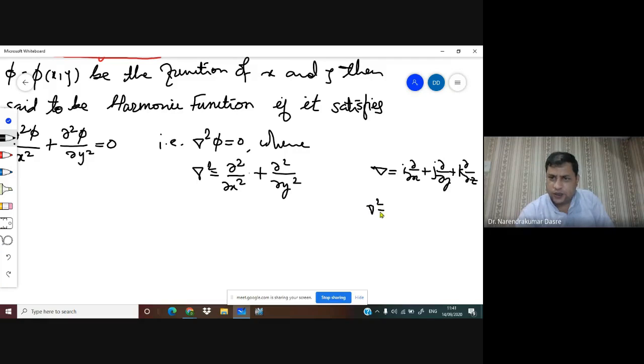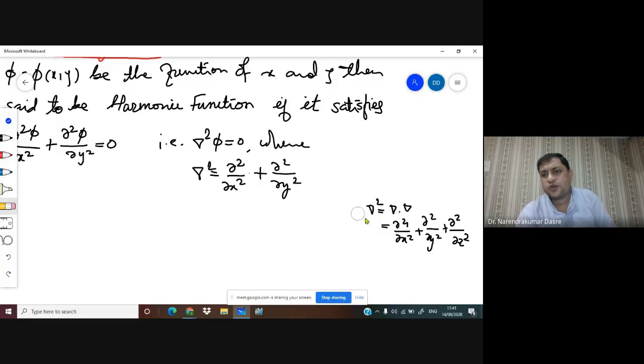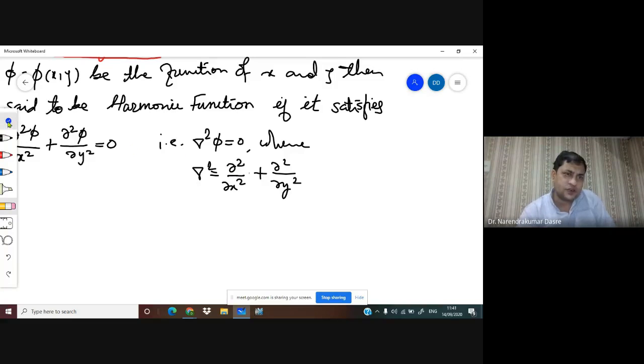So if I consider del square, then del square is what? Del dot del. So we know the dot product: del square by del x square plus del square by del y square plus del square by del z square. Okay. So this is the del square operator in three dimensions. We are in two dimensions, so we have to consider this in two dimensions. The complex plane is a two-dimensional plane, where we have x and y, so we consider only x and y.